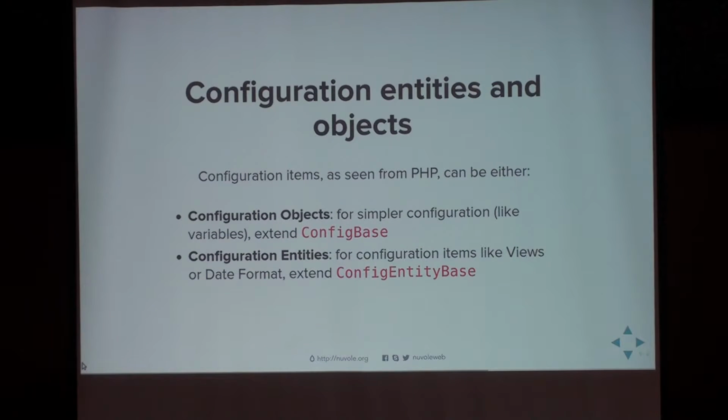So you have configuration entities and configuration objects. As a rule of thumb, if you have something of which you have only one, it's a configuration object. And if you have something like a view, something that you have more of, then it's a configuration entity, like views and all sorts of stuff that you have multiple of, or you can add more.